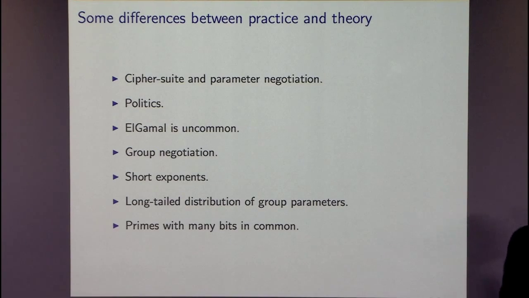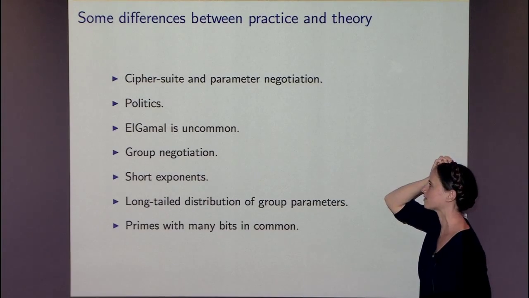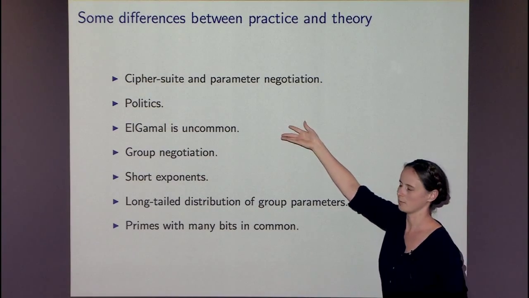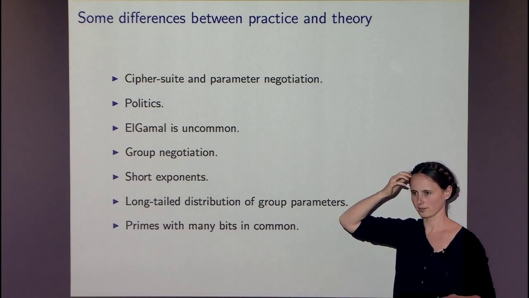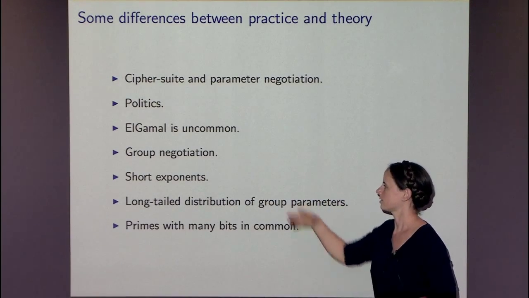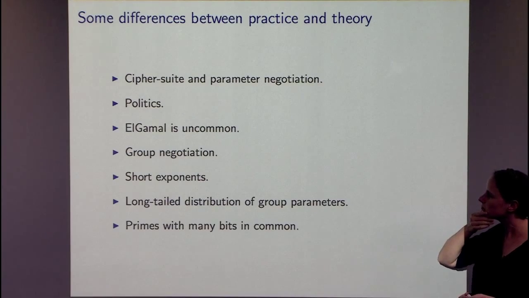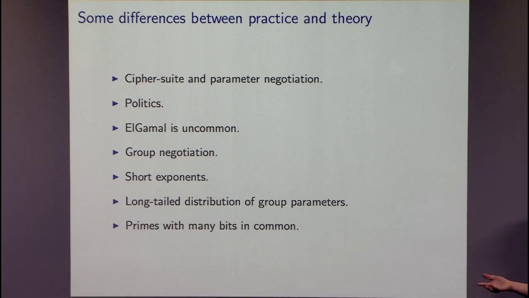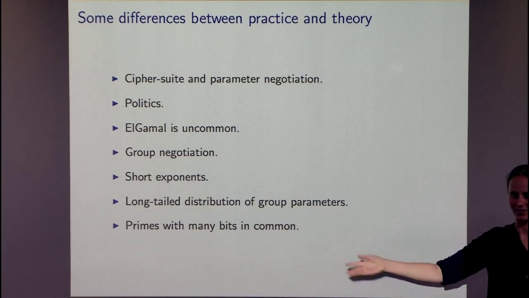Okay, so there are many differences here between practice and theory. There's the negotiation part. There's the politics of what cipher suites we include here. I'm going to talk about this in a second. If you teach a crypto class, you mention Elgamal immediately after Diffie-Hellman, but almost nobody uses Elgamal except for PGP, for whatever reason. There's often group negotiation that needs to be built in somewhere. I talked about the short exponents, a choice that seems fine, but comes with some caveats. There's this long-tailed distribution of group parameters, most of which are not known to be vulnerable, but we don't know how to choose groups better than others. Is it good to have everybody use the same groups? Should everybody generate distinct groups?